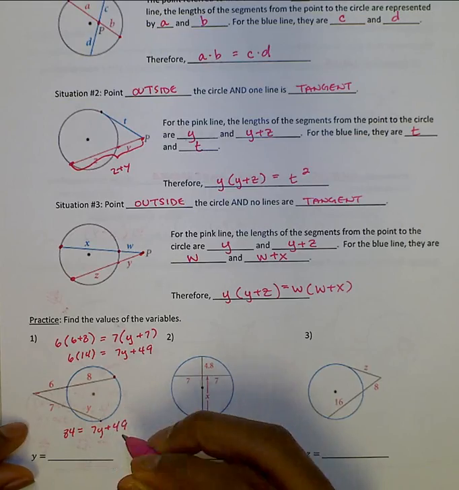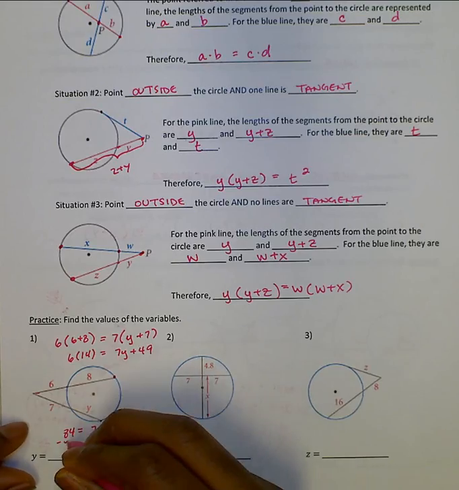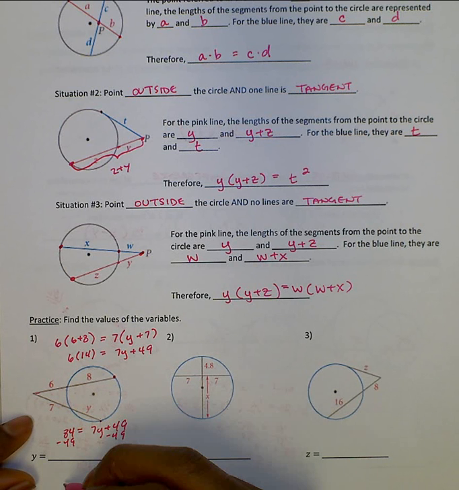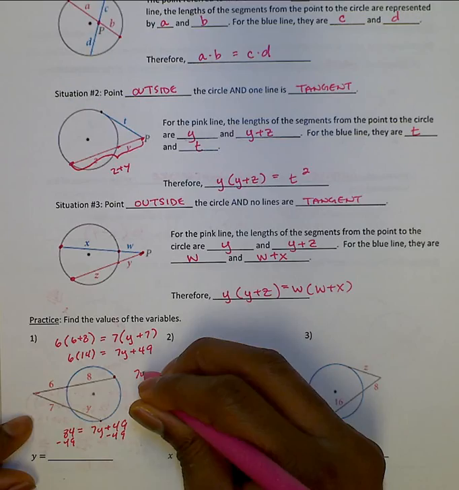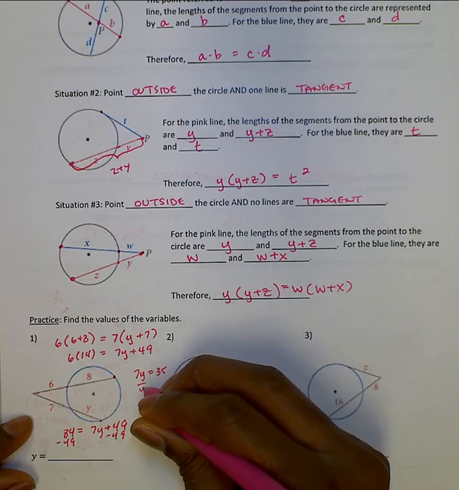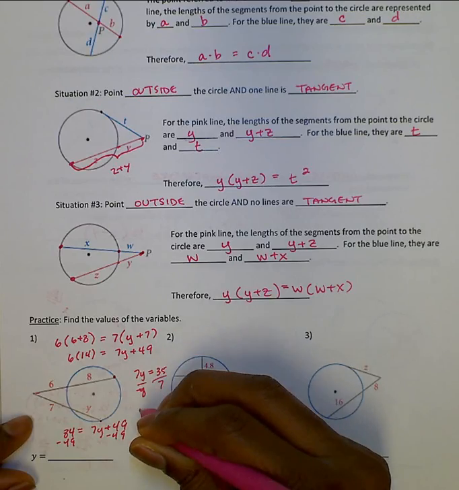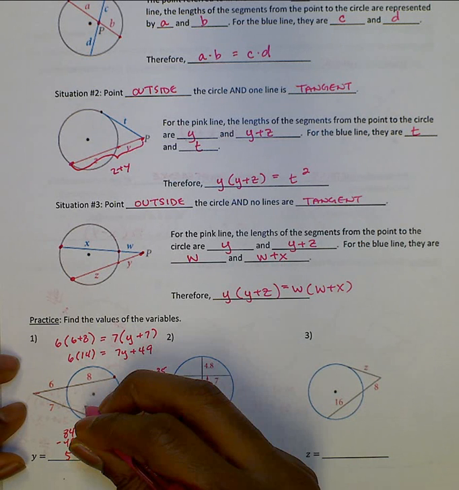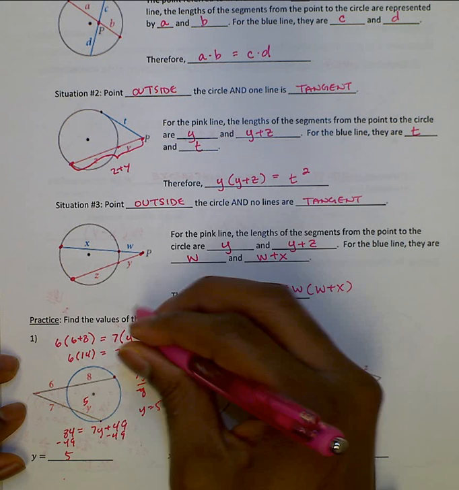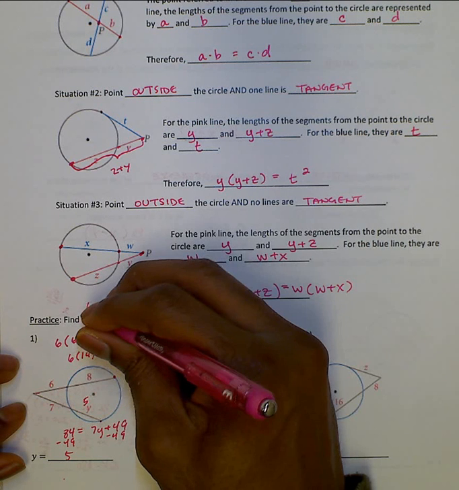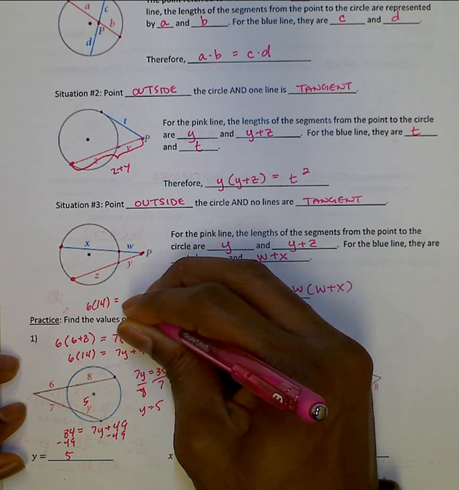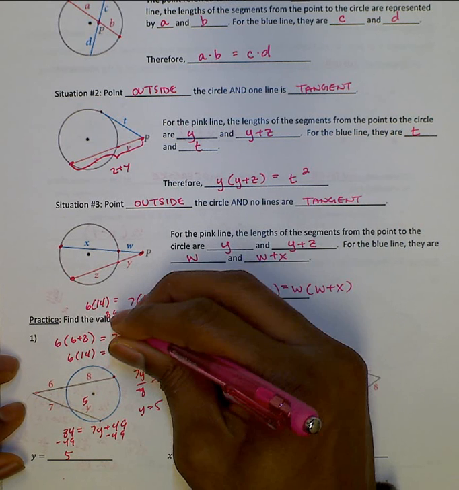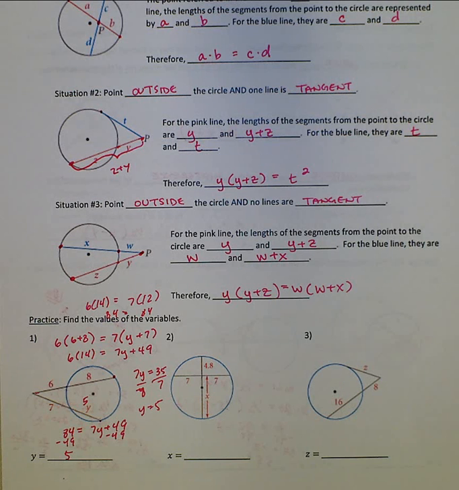So now I'll subtract 49 from both sides. That will give me 35. So 7y equals 35. And y then will equal 5. And we can make sure that that works out. Plug that in. If we did, we'd have 6 times 14 equals 7 times 12. They are both 84. So it does work out. We know that our product is going to be the same.